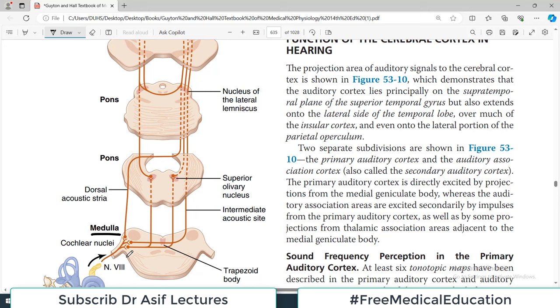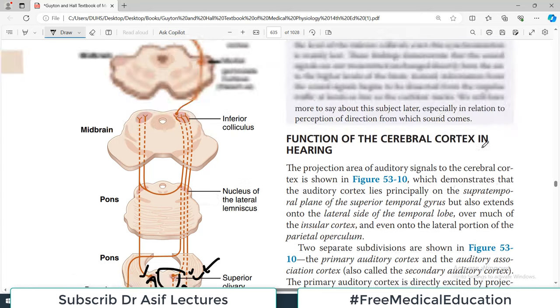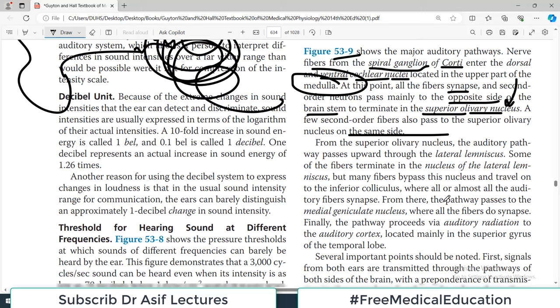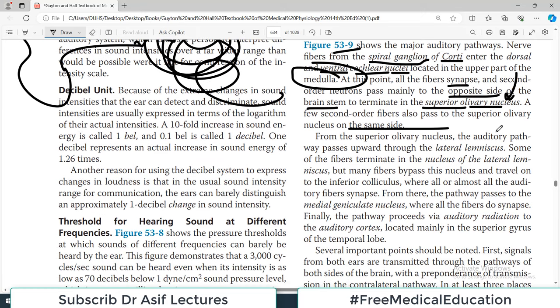They do cross. So the second order neuron fibers cross from here as well. They're going to the superior olivary nucleus and they're also going on the same side. So they are synapsing in the superior olivary nucleus of the same side, but most of them go to the contralateral side. Okay, from the superior olivary nucleus, now what happens?